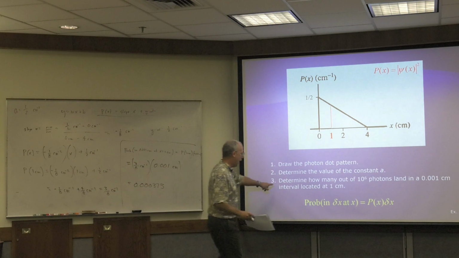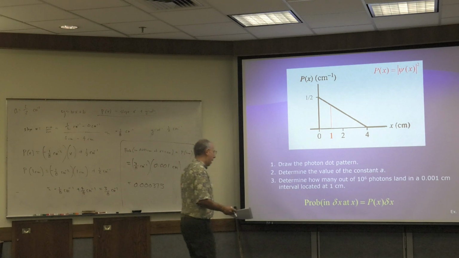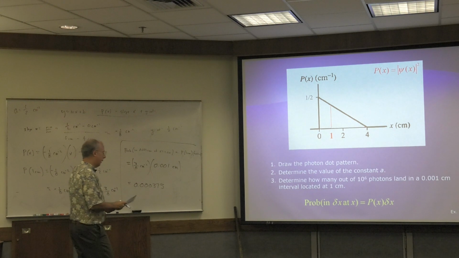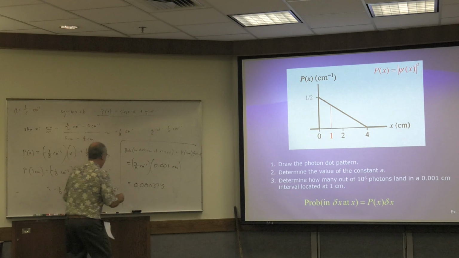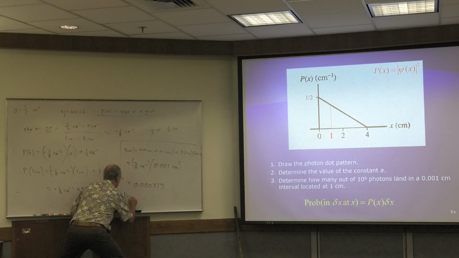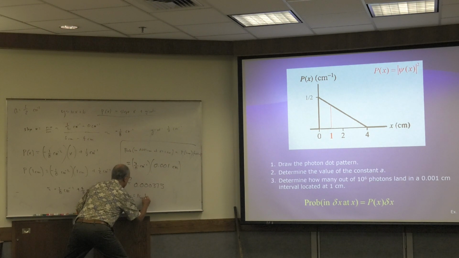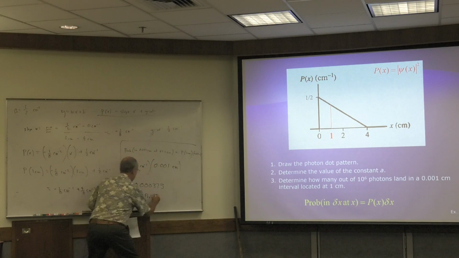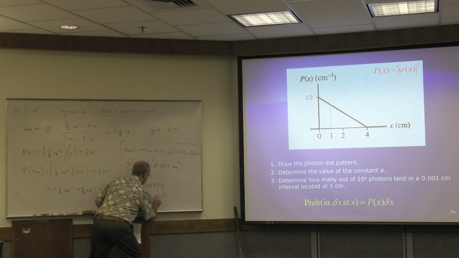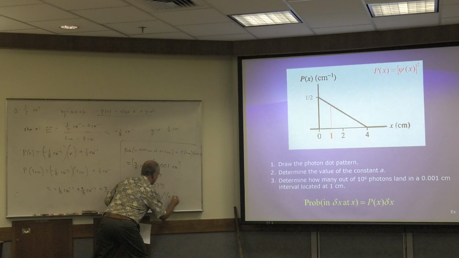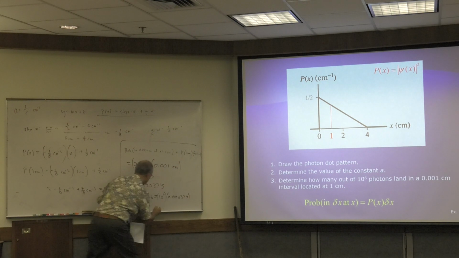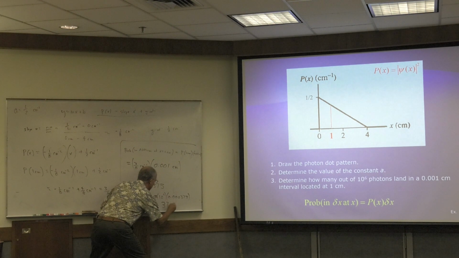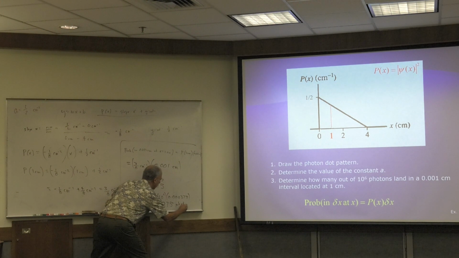Now, what we want to know is if you throw 1,000,000 photons, how many are you going to get there? Well, this is the probability of 1 photon. Now we want the expected value. So n expected equals n total times the probability. That's going to be 10 to the 6th times 0.000375. And that comes out to be, guess what? 375 photons.